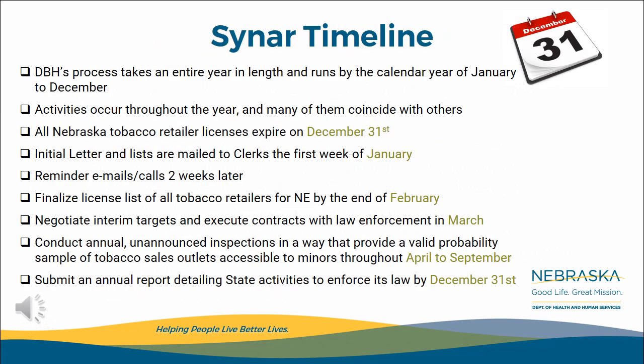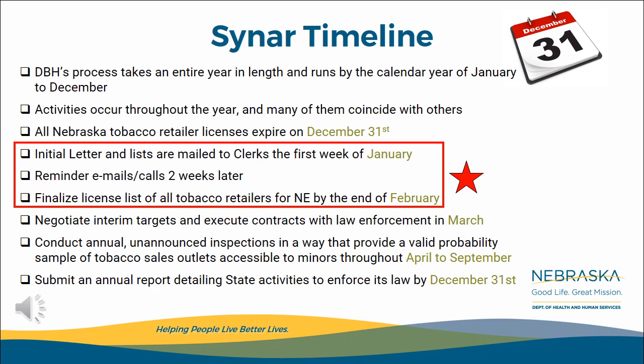The Synar process takes an entire year in length and runs by the calendar year of January to December. Activities occur throughout the year, and many of them coincide with each other. All tobacco retailer licenses in Nebraska expire on December 31st. Most retailers will renew their license for the following year around this time. Initial mailings to county and municipality clerks go out the first week of January, with reminder emails and calls about 2 weeks later. By the end of February, the Division of Behavioral Health finalizes the license list of all tobacco retailers for the state of Nebraska.